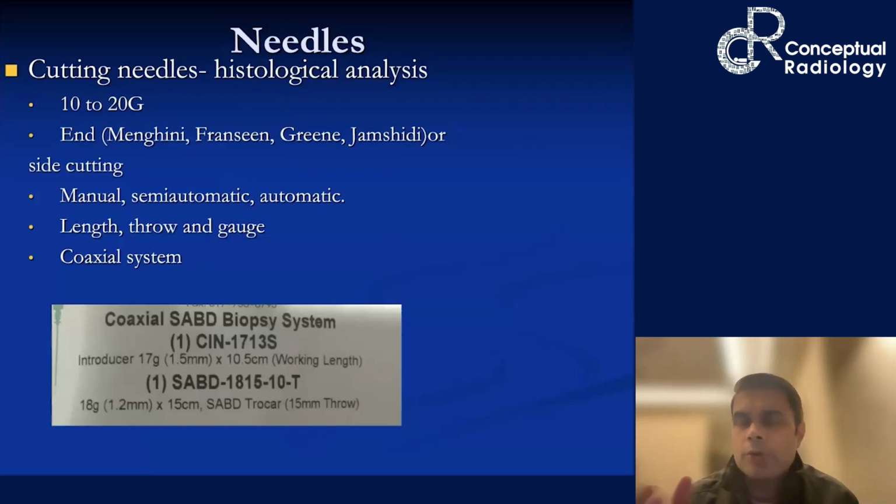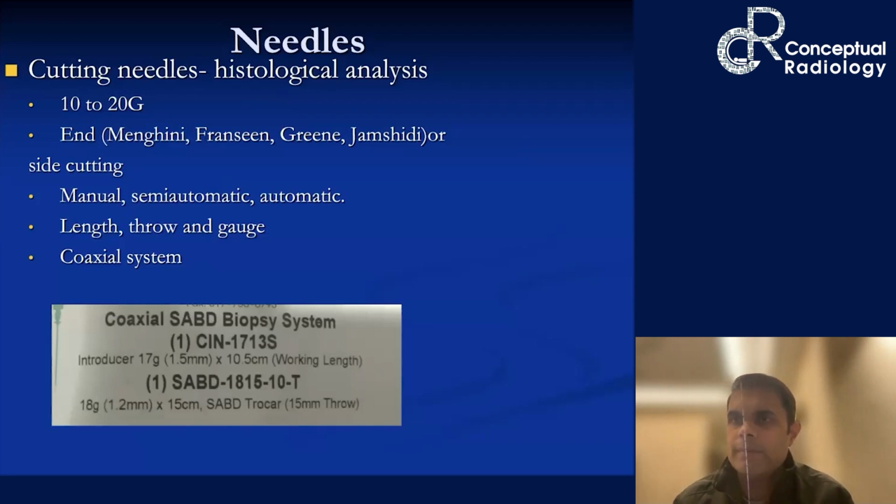So something like a 10 to 20 gauge, depending on the kind of tissue that you're looking for. So say in lymph nodes, we usually use an 18 gauge needle. This is an automatic gun. So you can see here, this is an automatic gun. I'll show you the use and why it is called automatic. And this here is a semi-automatic gun.